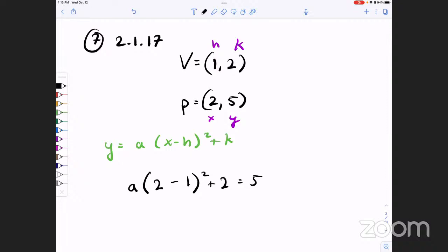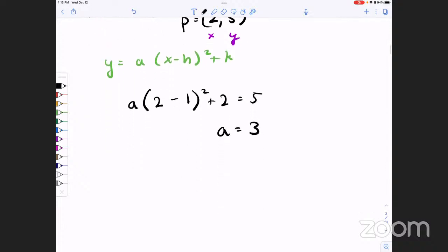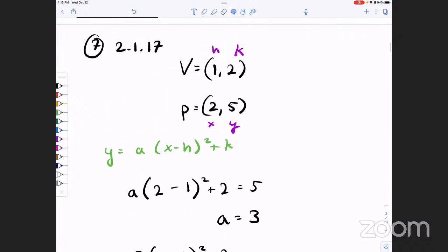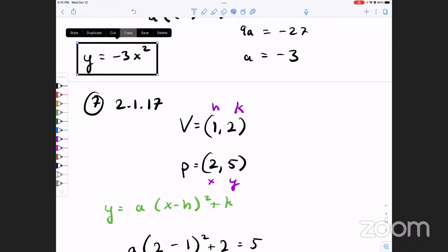Okay, so we have one equation, one unknown, so we can solve. So then 2 minus 1 is 1, squared is 1. Subtract 2 on both sides. So that's going to be 3 equals a. So then the equation of our quadratic, or the formula for our quadratic, is going to be 3 times (x minus 1) squared plus 2. That should be it.